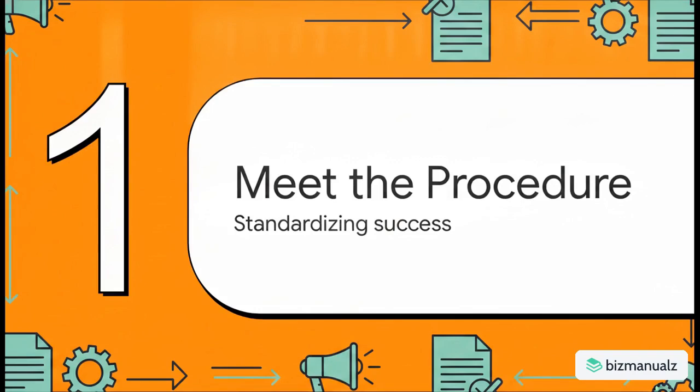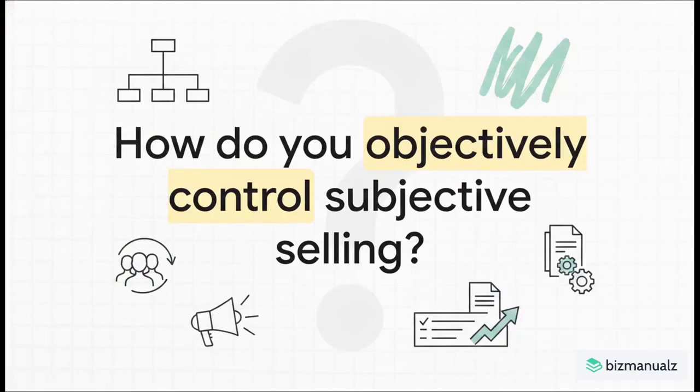This is all about standardizing success for you sales leaders out there. So, it brings us to the golden question for any sales department. How exactly do you objectively control the highly subjective art of selling? Because let's face it, selling is kind of an art form, right? A friendly approach, intuitively steering conversations, recognizing personality types, these are highly subjective skills.